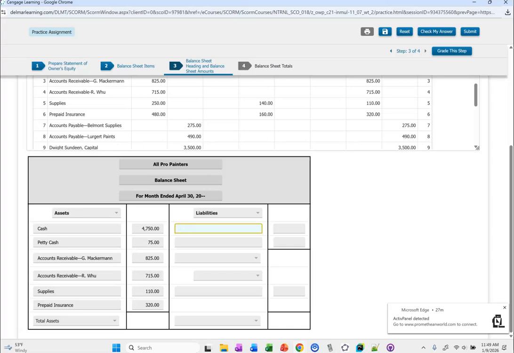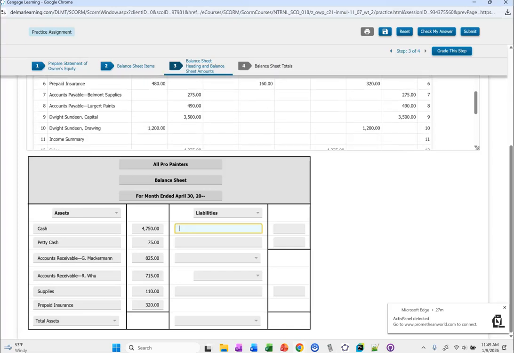All right, let's do our liabilities now. What are our liabilities? The two accounts payable. So Belmont for $275, and then the other one is Lurgant.